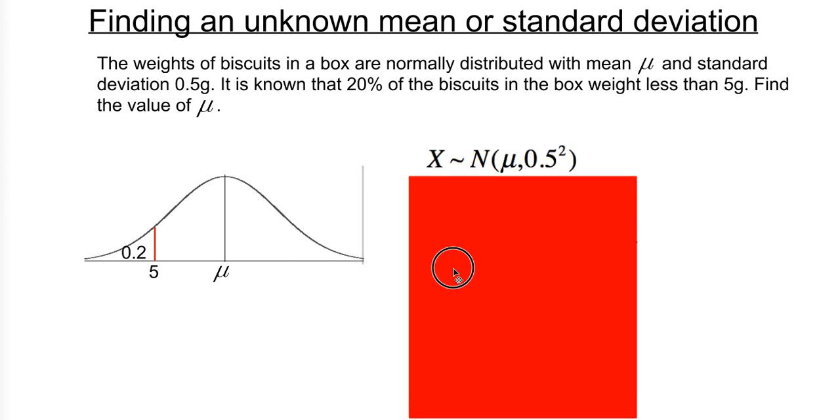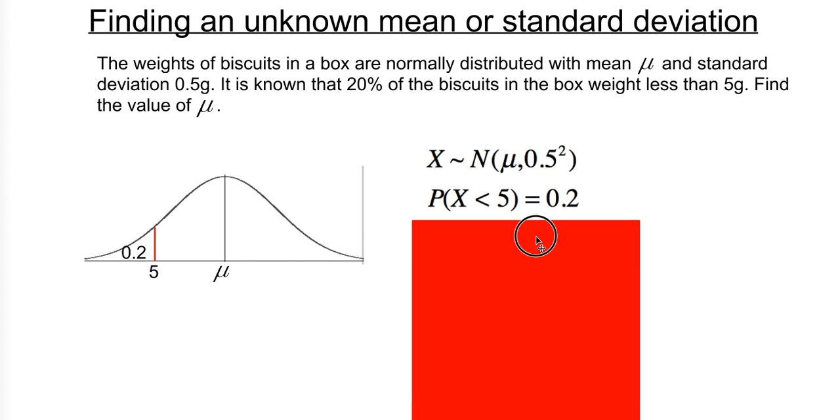If we put together the key bits of information now, as always, try and write down what the distribution is that we're dealing with. So we know that the mean is mu, the standard deviation is 0.5. And we also know now the probability that x is less than 5 is equal to 0.2.